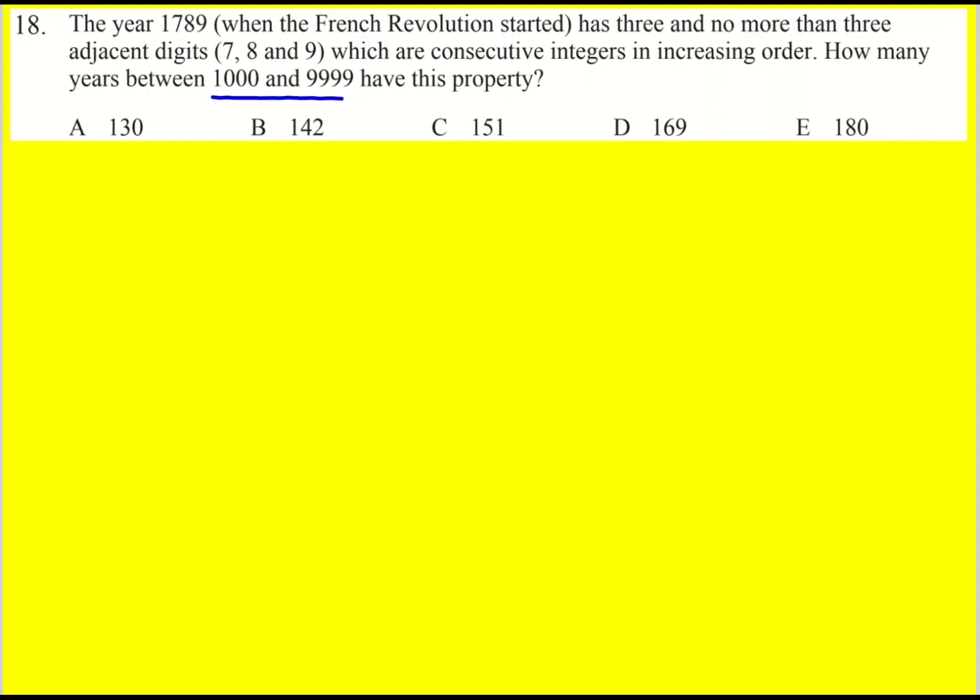We're interested in four-digit numbers where three of the digits are consecutively increasing, such as 1789. So the 789 are consecutive increasing integers, but the 1 is not. I'm going to go through this in a couple of different ways, and they're going to be very similar. They're going to be working systematically through them, but from slightly different viewpoints along the way.